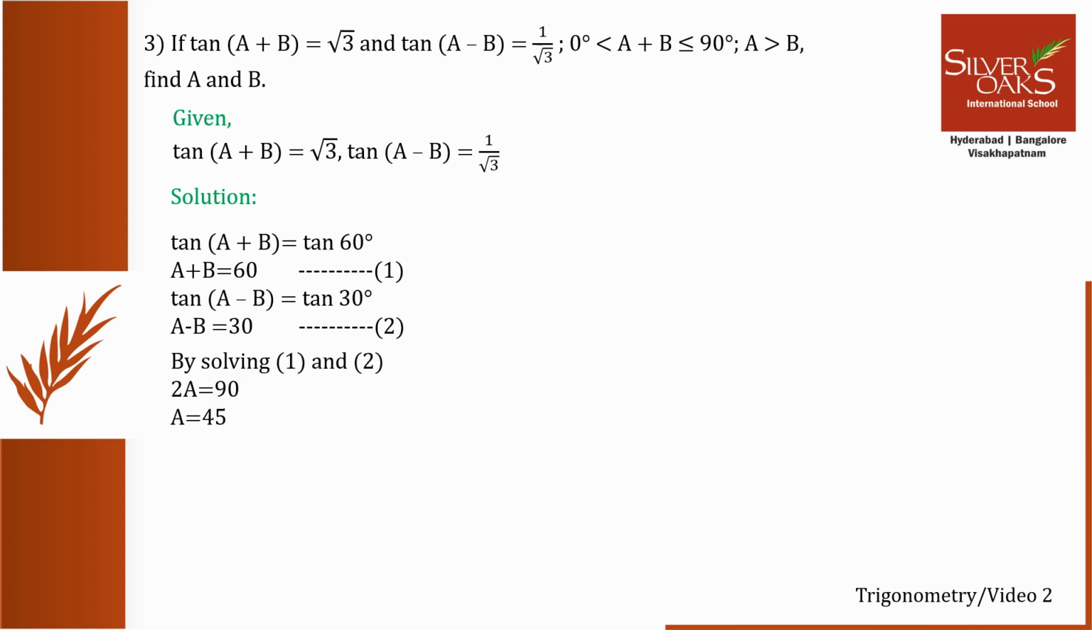By solving equation 1 and 2, you will get 2a is equal to 90, a is equal to 45. Substitute this a value in equation 1. You will get b as 15. So angle A is equal to 45 degrees and angle B is equal to 15 degrees.